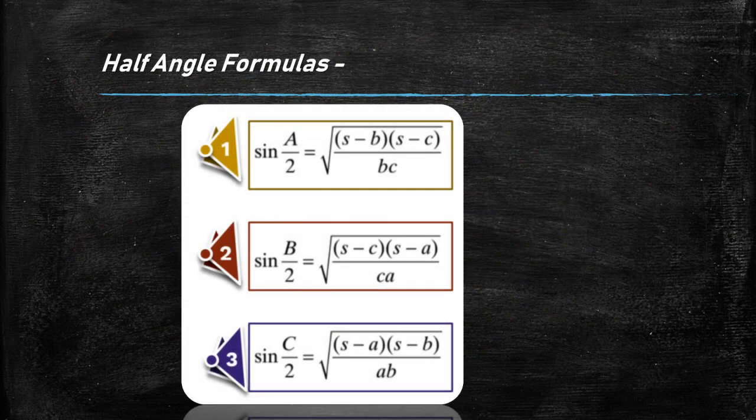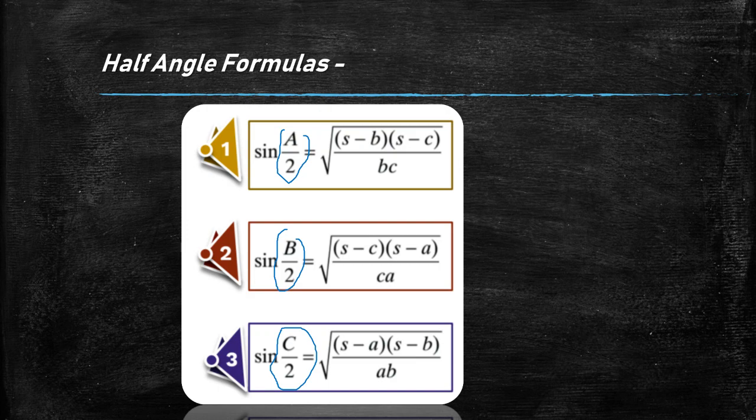Okay. Now let's move to our half angle formula. This is also an important formula. Although the most important are the sine and cosine rules, this is also asked sometimes in our exam. So what are half angle formulas? Why do we call this half angle? Because here we are involved with A by 2, and here also B by 2, and here C by 2. That's why we call these half angle formulas.